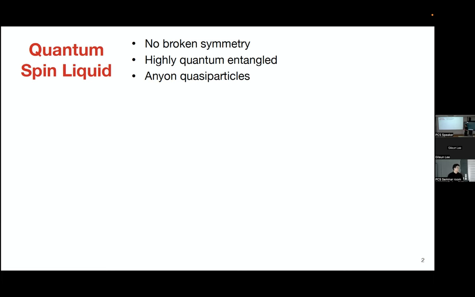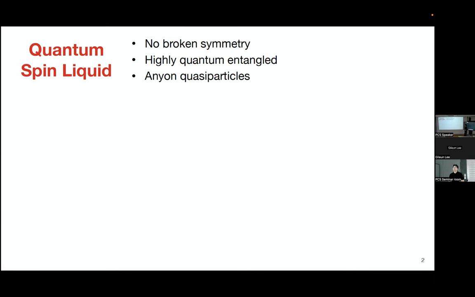Lastly, maybe this is the most interesting property. Quantum spin liquid can support anyon quasiparticle excitations. So anyons are particles that are neither bosons nor fermions. It is somewhere between fermions and bosons. And this anyon quasiparticle excitation is basically a manifestation of the long range quantum entanglement of quantum spin liquid. So different quantum spin liquids have different types of anyon quasiparticle excitations because of different patterns of long range entanglement.